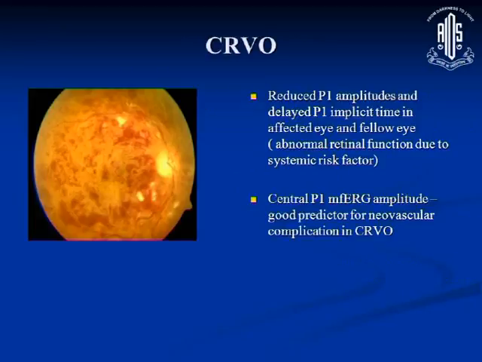In CRVO, there is a reduced P1 amplitude and a delayed P1 implicit time in the affected eye and the fellow eye. And a central P1 MFERG amplitude is a good predictor for a neovascular complication in CRVO cases.